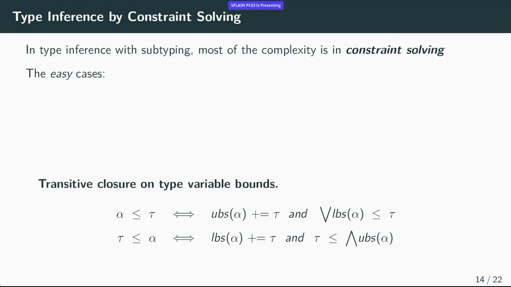And finally, we do transitive closure on the type variable bounds, and we record the bounds that we encounter on type variables. So if we have type variable alpha, which is constrained to be a subtype of tau, then tau becomes an upper bound of alpha. And we constrain all the existing lower bounds on alpha to be less than tau to make sure that they are consistent, right? Because one of the main points of constraint solving is making sure that the resulting type schemes are consistent.